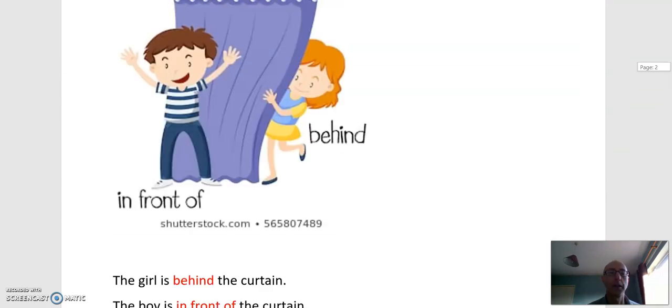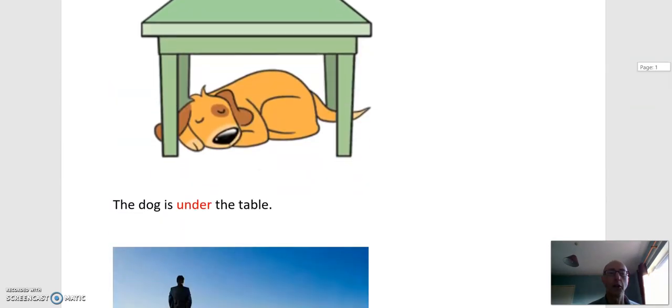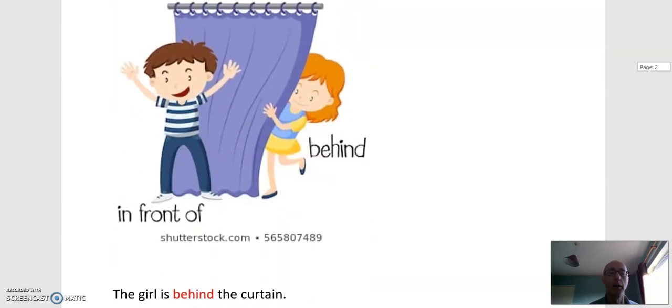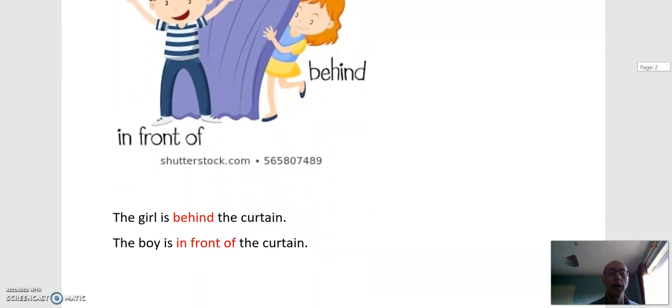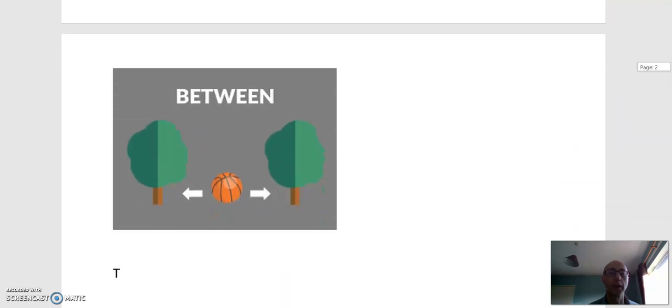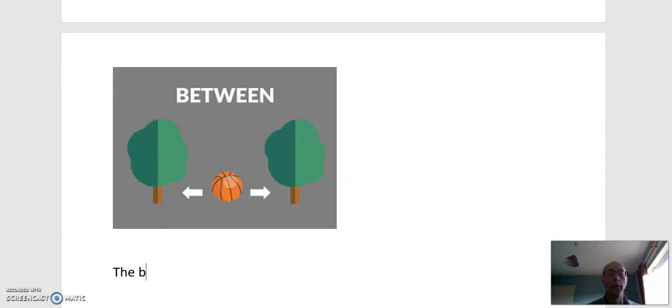So we've had under, on top of, on, behind, and in front of. What's next? Well, we can see it here, between. The ball is between the two trees. Between.